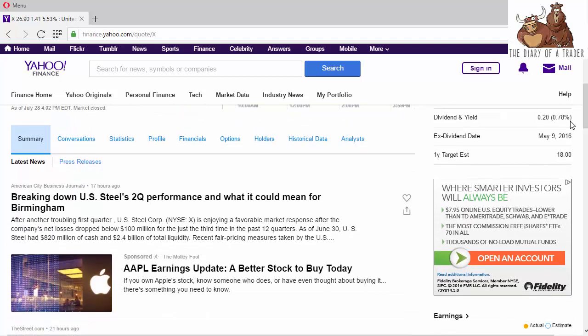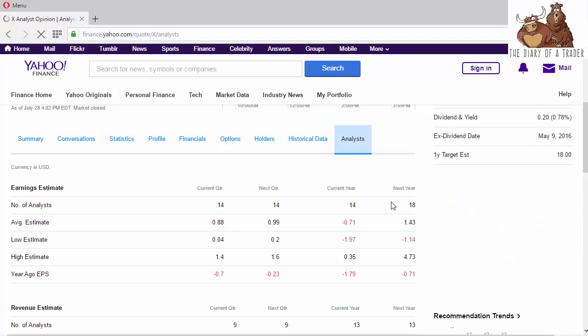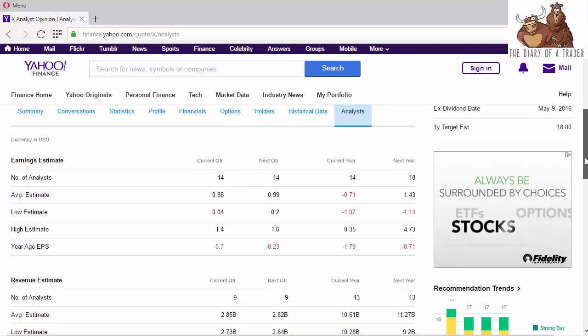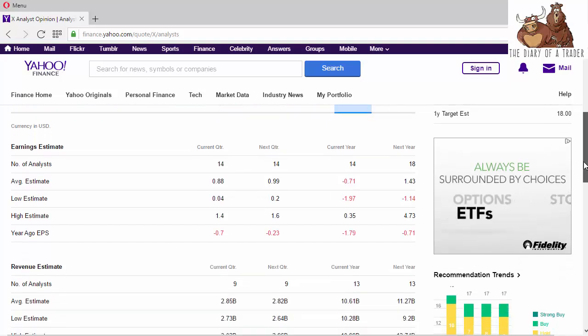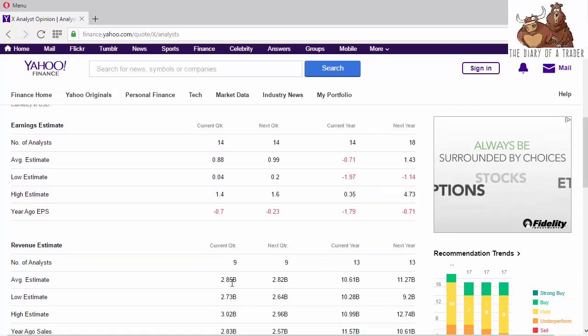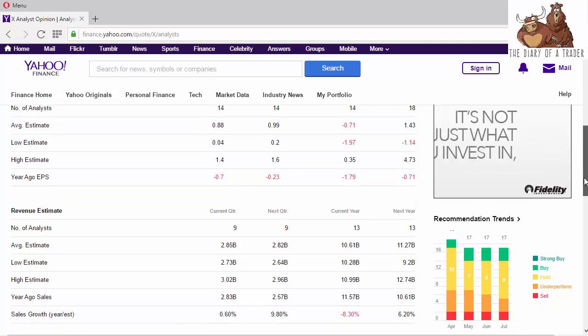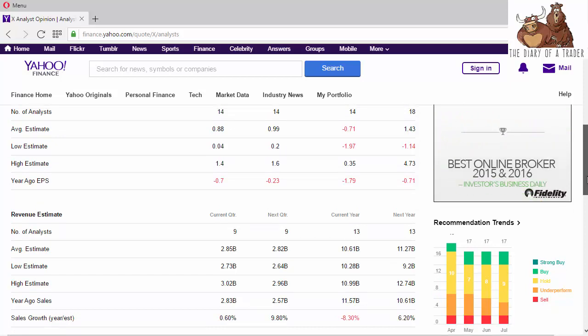But at this point in time, I would draw your attention down here to these tabs. If you go to Analyst, earnings estimate, number of analysts, 14 for the current quarter, current year, next year, etc. And it gives you an average estimate as to earnings per share in this particular case. And then down here's the revenue, which is what they're actually going to bring in. In this case, it gives you an idea as to how the stock may move. It gives you a barometer.